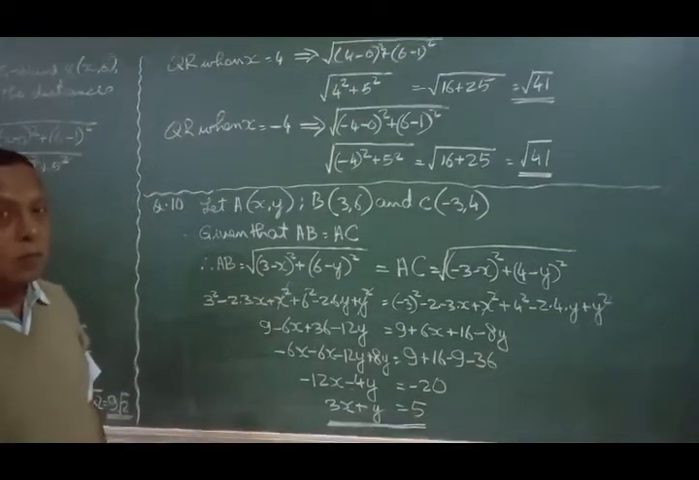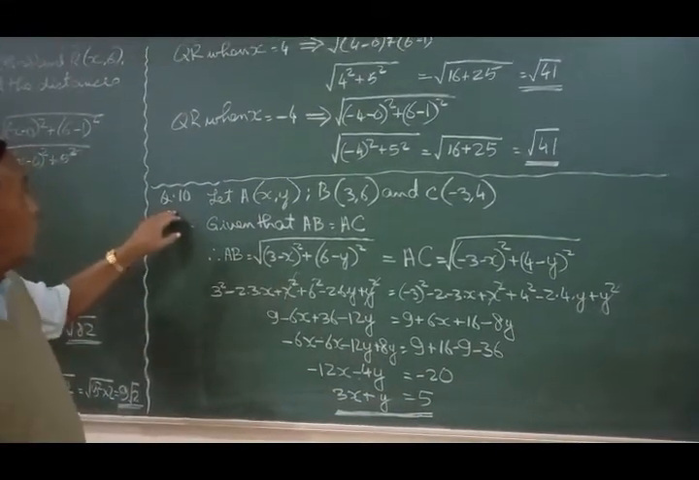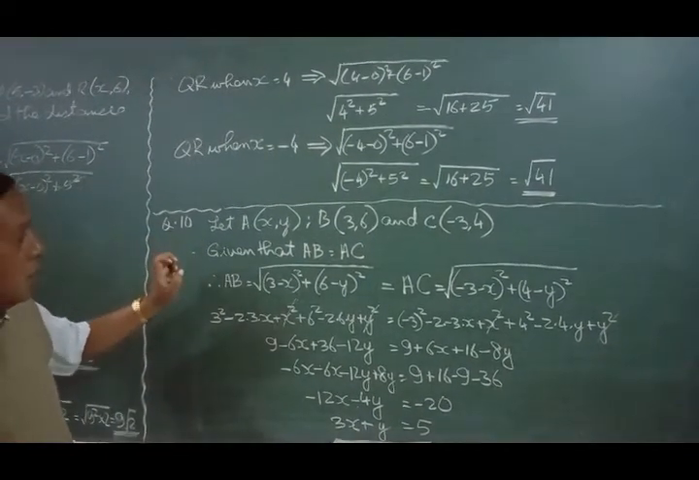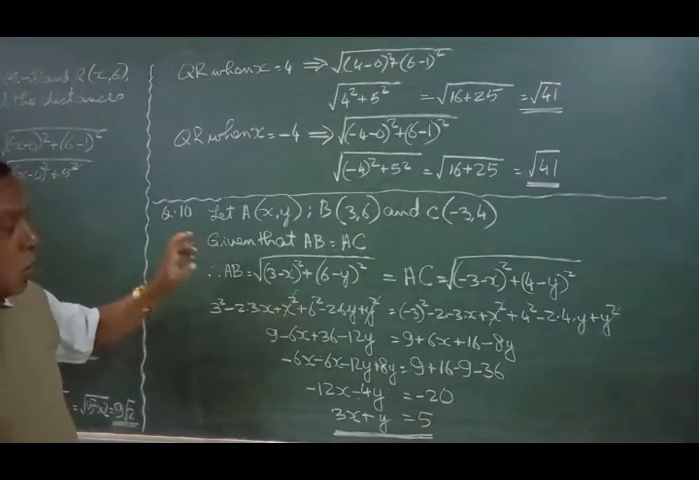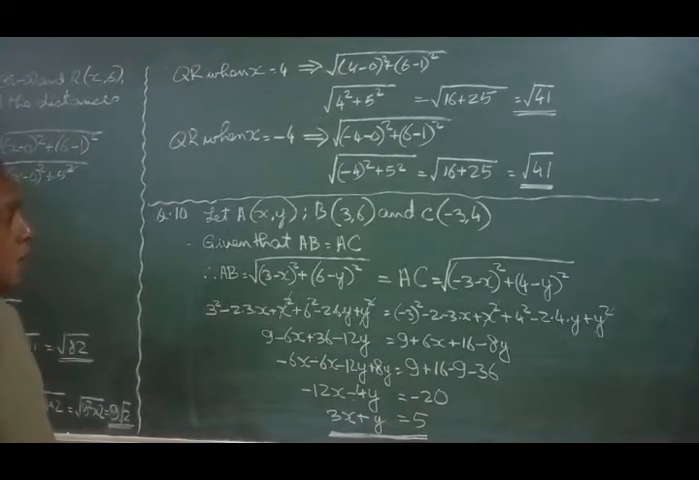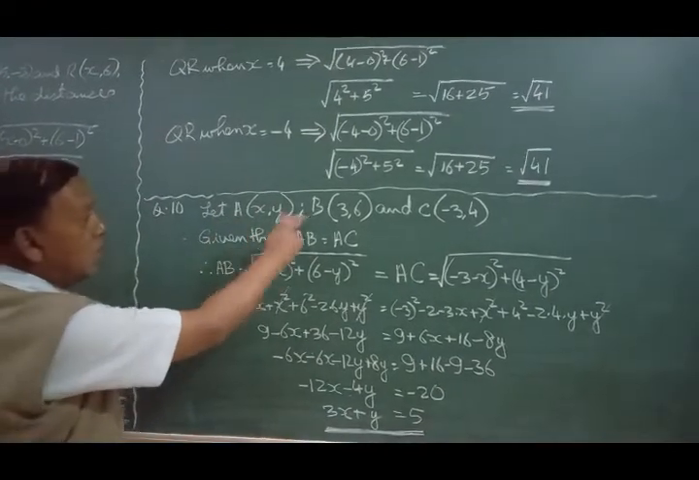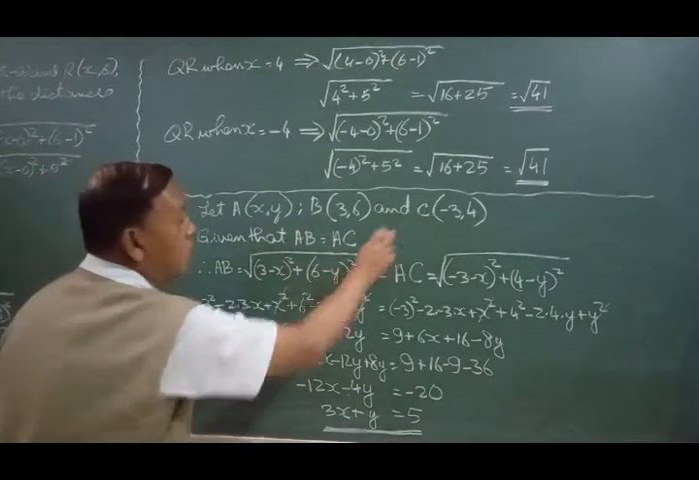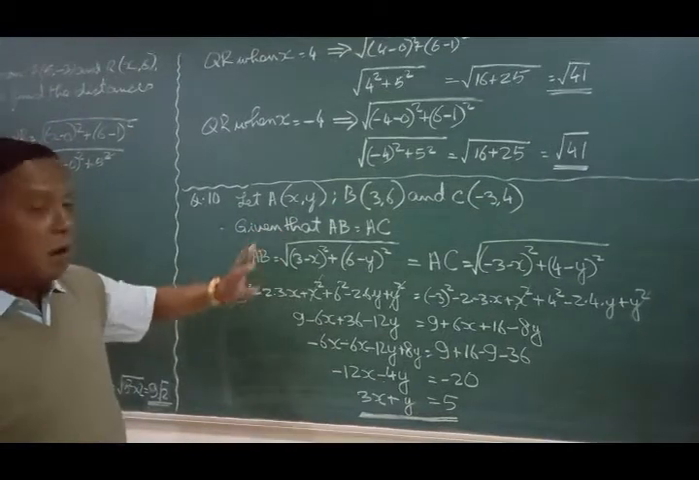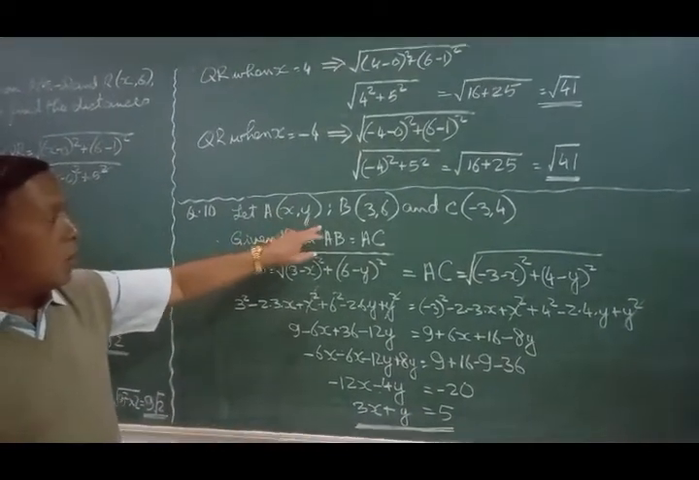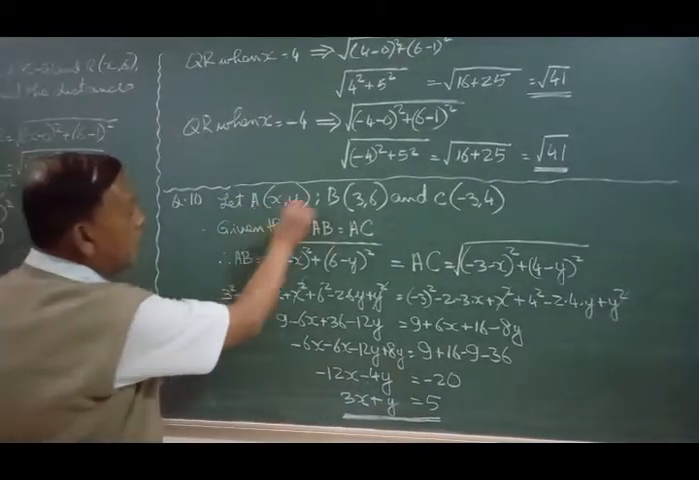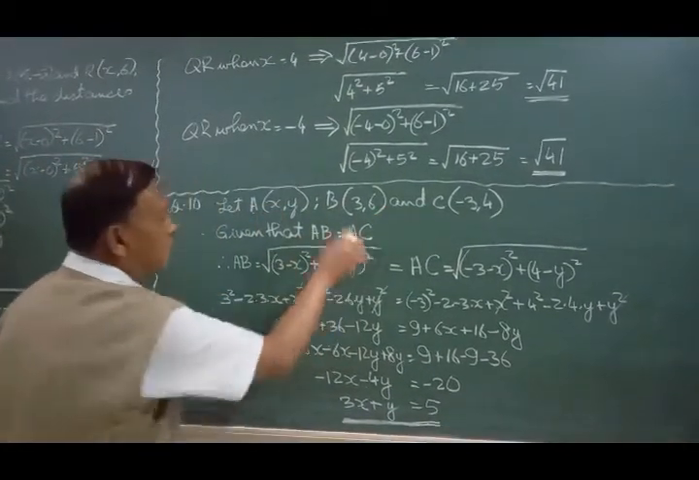Now we have question number 10, and we have the 3 points. What are we given? That one point is equidistant from the other 2. And therefore this point A is equally distant from B and from C. But we are asked what are the coordinates of A, and therefore we said let the coordinates be X and Y. These coordinates are given. And we are given in the question AB is equal to AC.